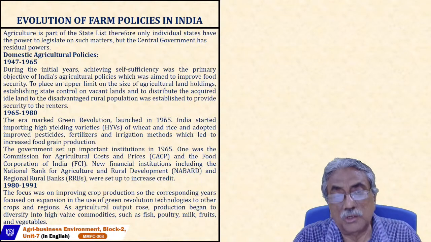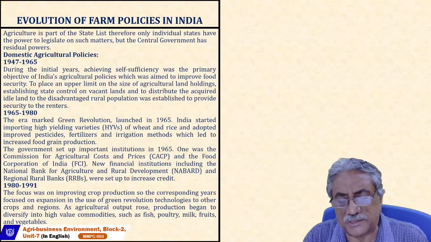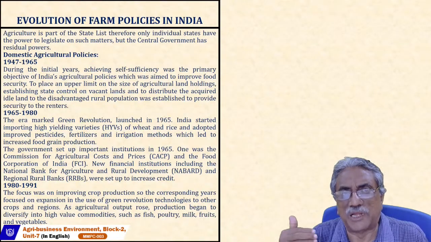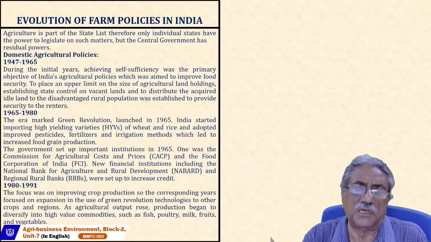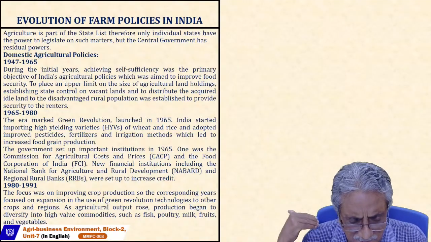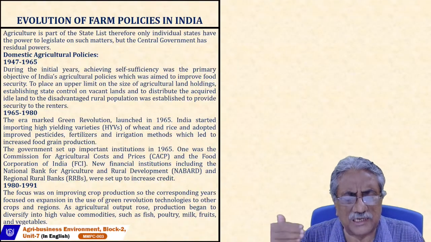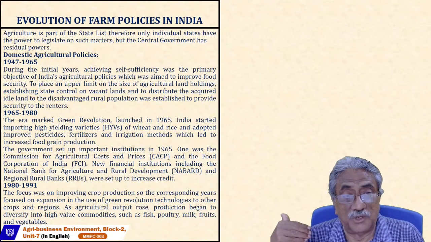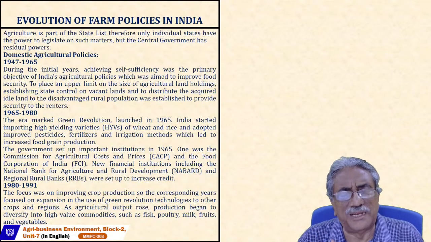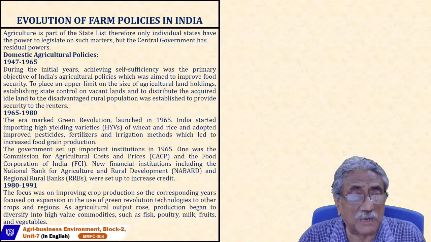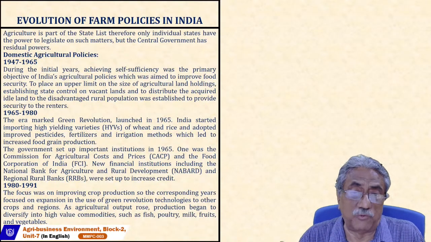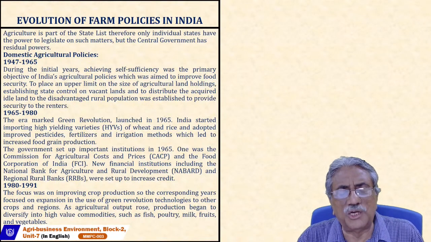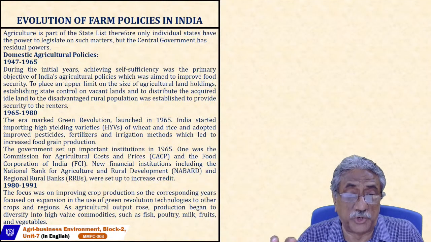To grow, you need a couple of things: institution, a credit facility, a supply chain, input supply chain and output supply chain. That means the seeds, the fertilizer and other things should reach the farmer, and the final produce should reach the market. And there should be a credit facility which will be linked to the whole system. So the government set up important institutions in 65. One was the Commission of Agricultural Cost and Prices. So you will calculate what will be the cost and price of the agricultural produce.